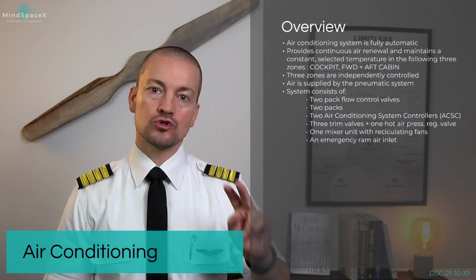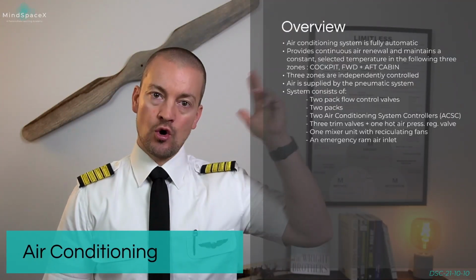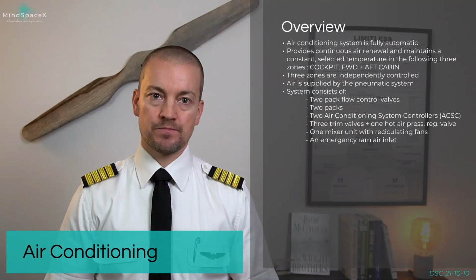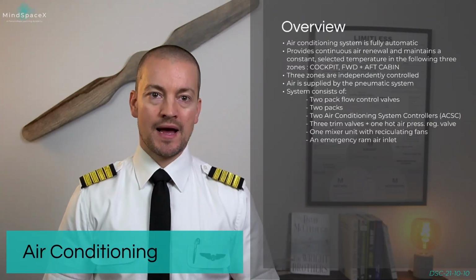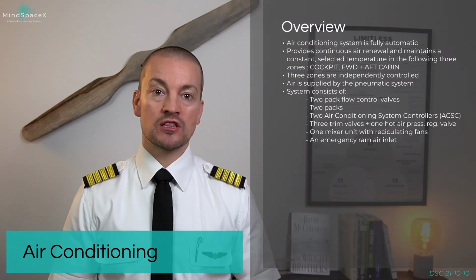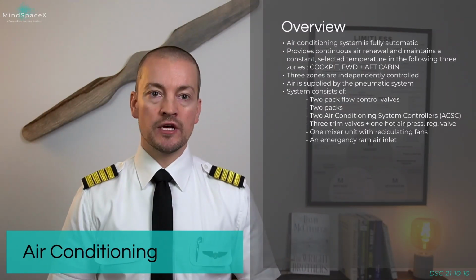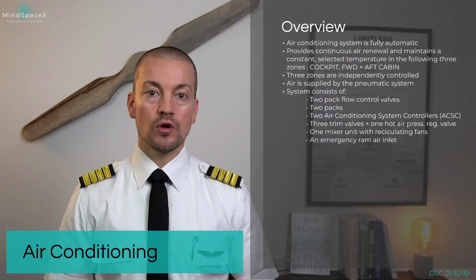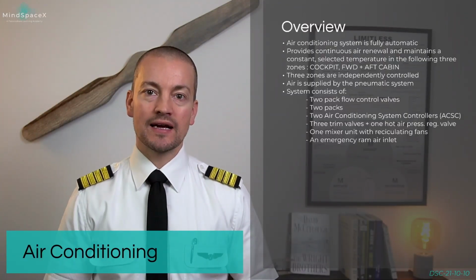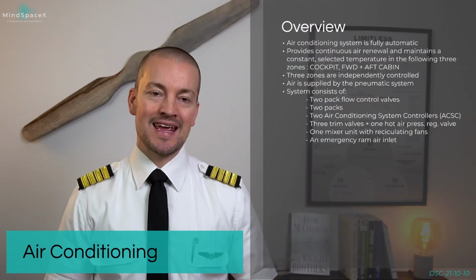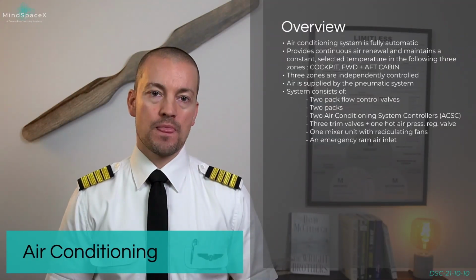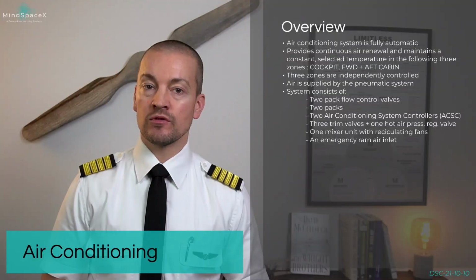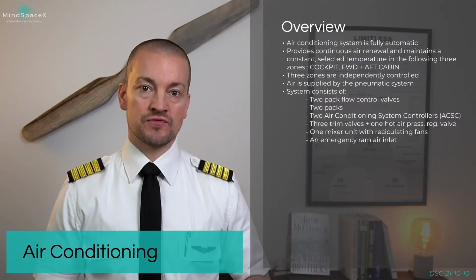2 pack flow control valves, controlled from the overhead panel and automatically from the ACSCs. 2 air conditioning packs. Their job is to take the hot air from the bleed system and cool it to a respective level for the air conditioning system. To control all this, we have 2 air conditioning system controllers, ACSCs.